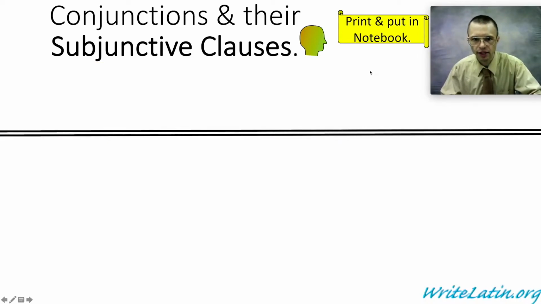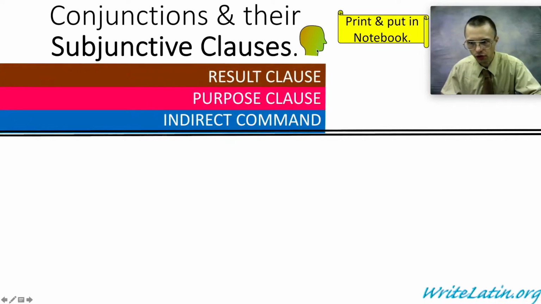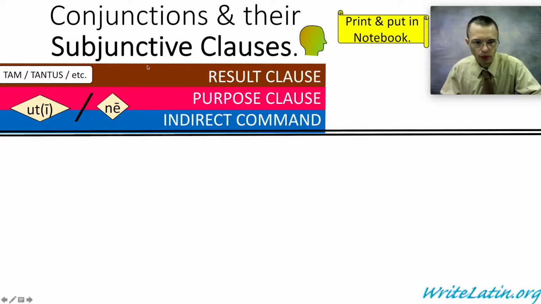The ones above the line here are all forward-looking or prospective, so almost all the verbs are present stem subjunctives. They are the result clause, the purpose clause, and the indirect command. They almost all use ut, so that, or ne, so that not, or lest. The one distinguishing factor is the result clause often has this adverb tam, so, or some form of it like tantus, talis, tantopere, totiens, and etc. It may also have ita, which means so.